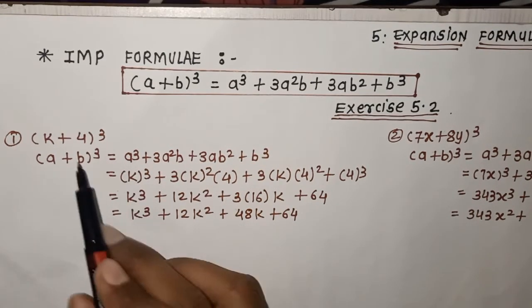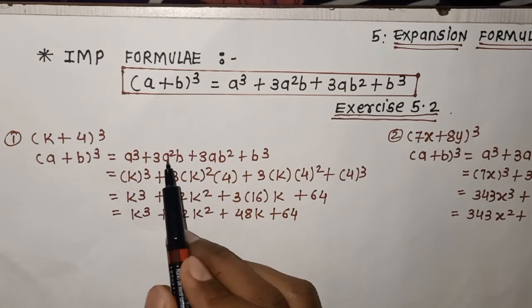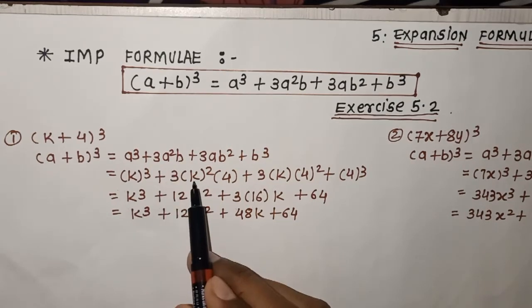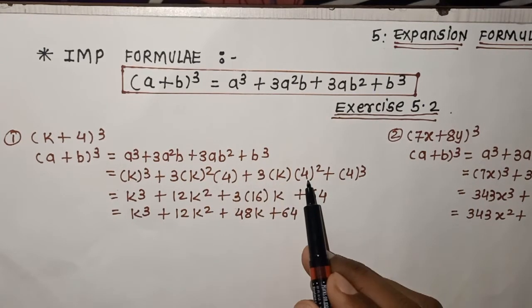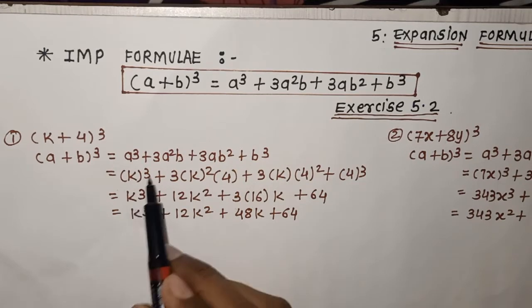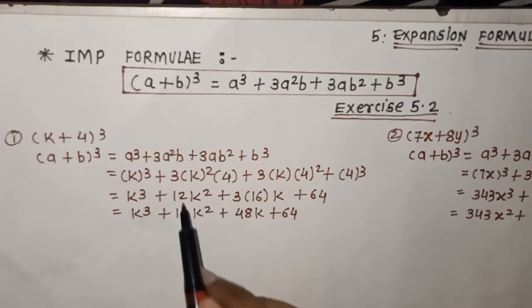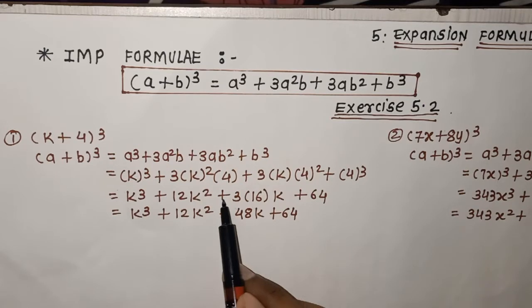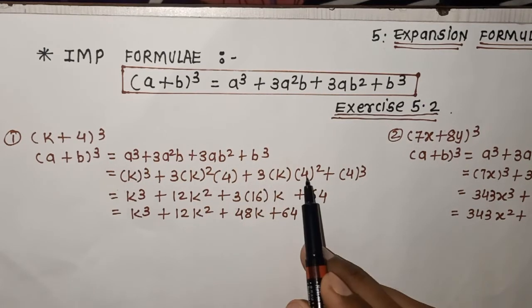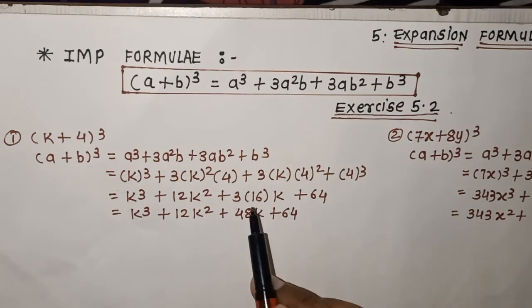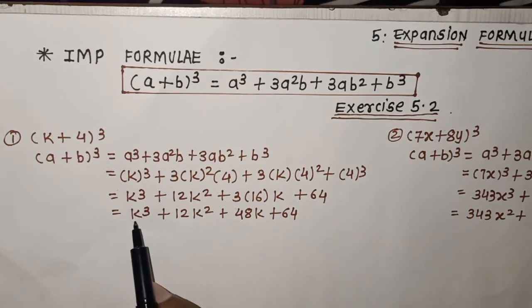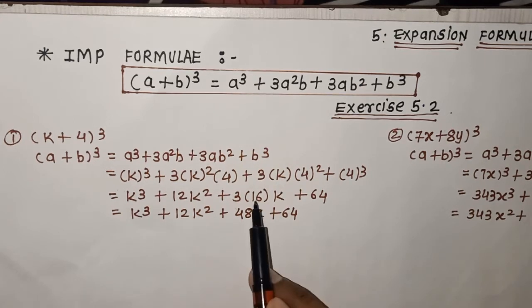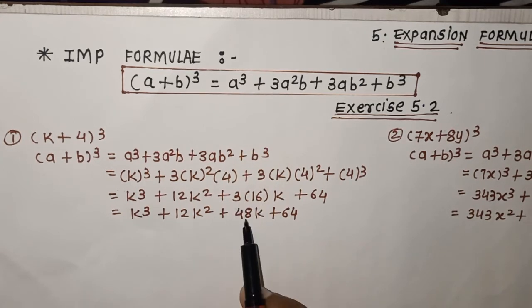a cube means k cube, plus 3k square, because a square means our a is k, therefore k square into 4, plus 3k into 4 square, plus 4 cube. k cube is k cube, 3 into 4 is 12, k square is k square, plus 3 as it is, 4 square is 16, k as it is, plus 4 cube, we know 4 cube is 64. Now k cube as it is, 12k square as it is, multiply 16 into 3, that is 48k, plus 64.